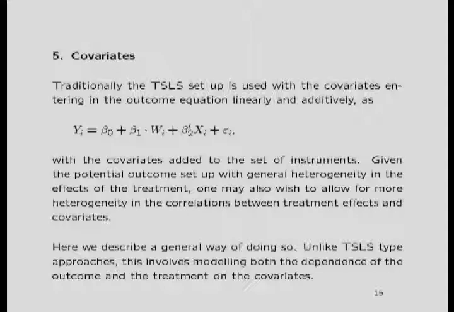Second set of extensions I want to discuss here is how to use covariates. Traditionally, in a standard instrumental variables with two-stage least squares setup, you would just include additional covariates additively and linearly in the regression, and then combine whatever the original instrument was with these exogenous covariates. And that's, at some level, a reasonable thing to do, especially if the instrument is independent of the other covariates anyway.